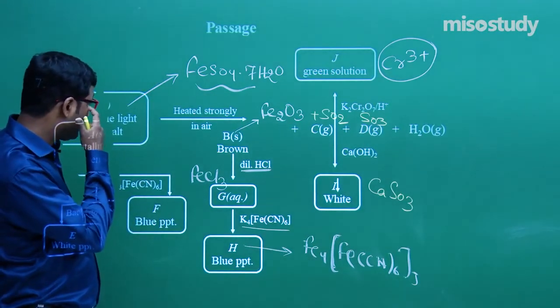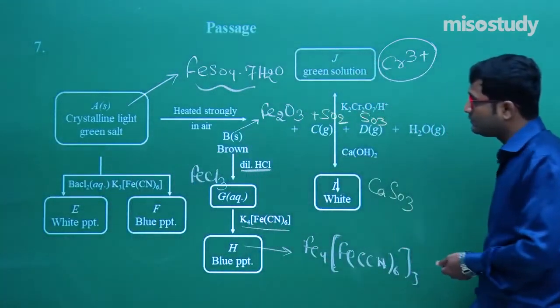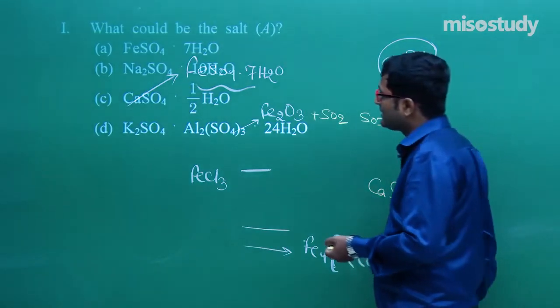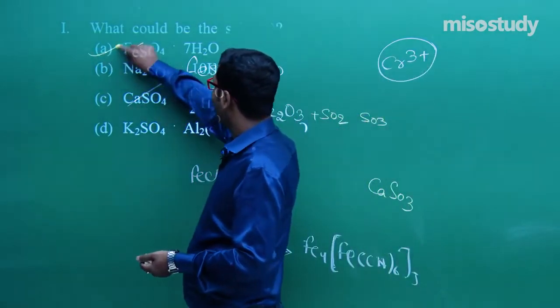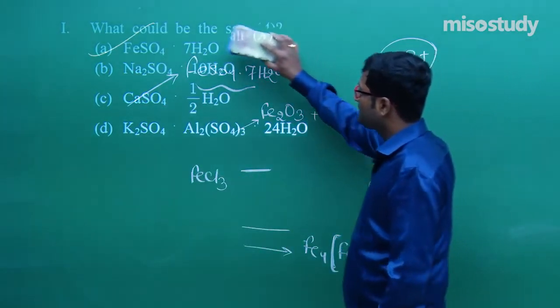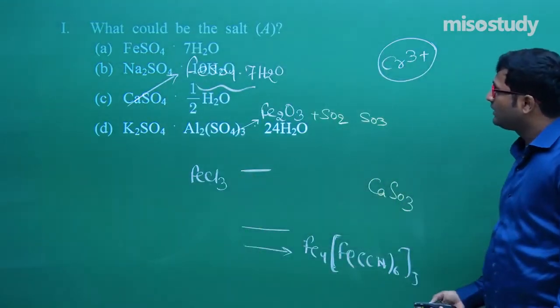Now I have completed the things. Now check out the questions related to this. Look at what happens here. What could be the salt? So the salt is, as I told you earlier, FeSO4·7H2O. Okay. Now I am going to rub this part. Wait for a moment. Now the next one is, check it out.